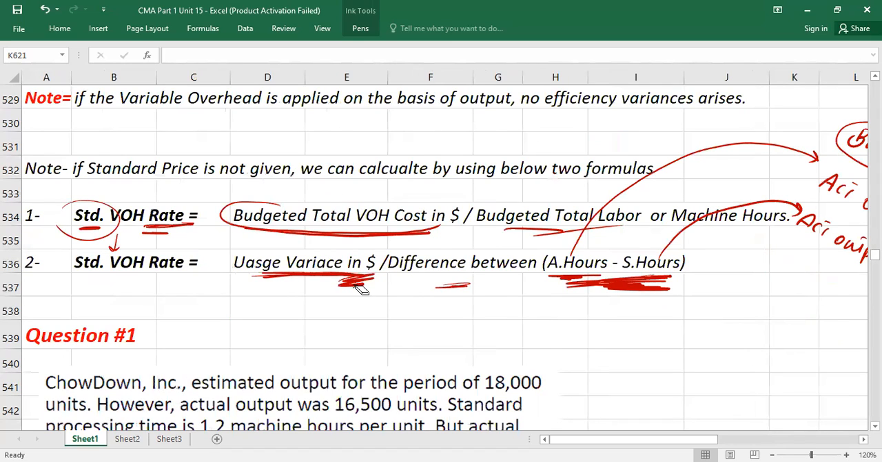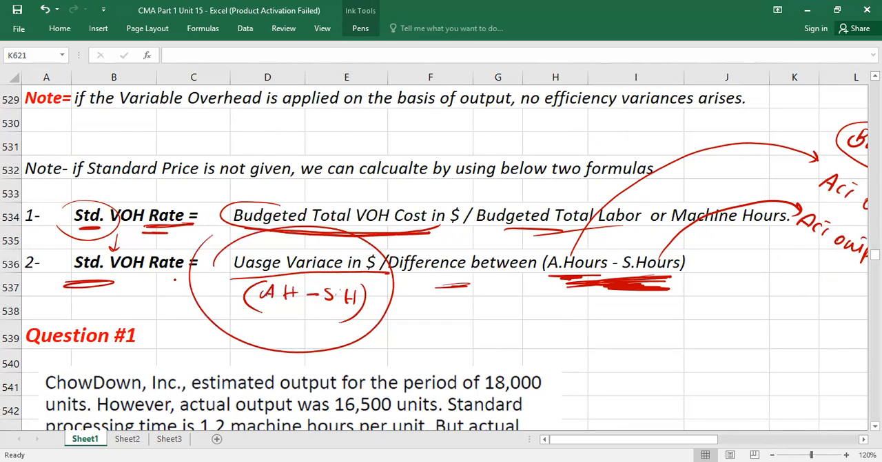So this is what I'm saying. You will take usage variance in dollar divided by actual hours minus standard hours, total actual hours and total standard hours. So if you use this formula, this will also give you what? Standard rate. This formula is not new. I explained in the last two sessions also. It's the same formula. Clear?